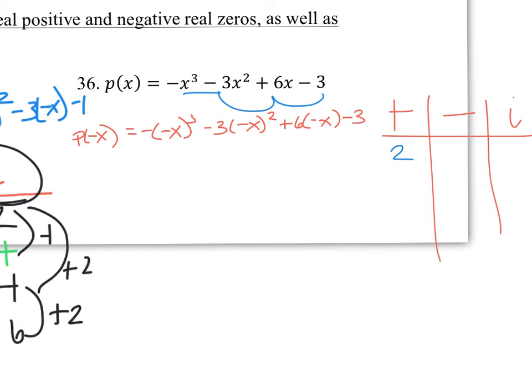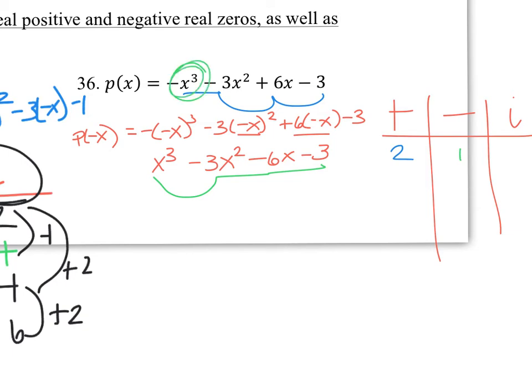negative x cubed is negative x cubed, and a negative makes positive x cubed. Negative x squared is positive x squared, so positive times a negative is negative x squared. That's going to be negative 6x, and that's going to be negative 3. So now if I look at these, first term to second term it changes, second term to third term it stays the same, third term to last term it stays the same. So there's one possible negative.